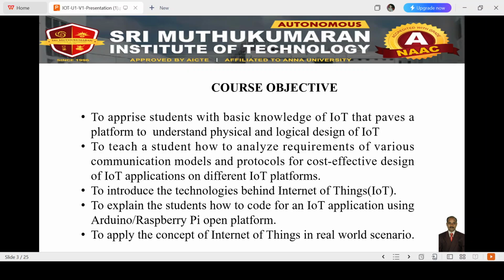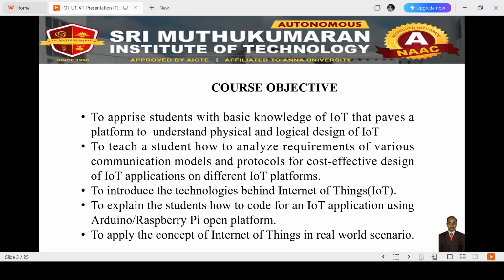Before going to this, the core objective of the first unit is to apprise the students with the basic knowledge of IoT that paves a platform to understand the physical and logical design of IoT. So this is the base knowledge with which we have to understand the physical and logical design of IoT. The second point is to teach students how to analyze requirements of various communication models and protocols for cost-effective design of IoT applications on different IoT platforms.